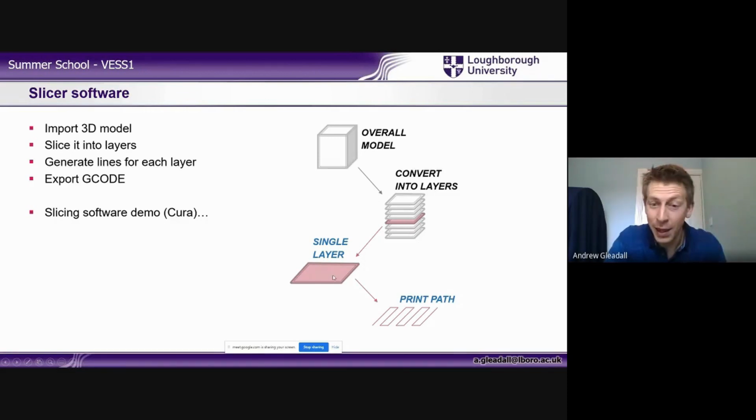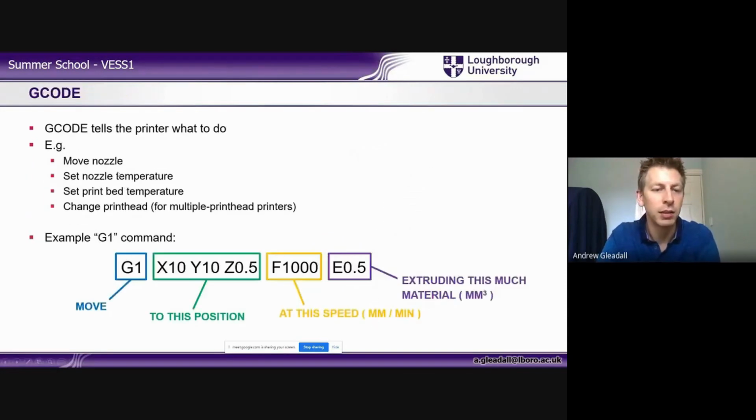And then for each layer, it's going to analyze that layer and determine how to move the nozzle around to fill that layer with material. And that's our print path for one layer. So then you'll combine all your print paths for every single layer, and that's going to give the total print path that you need to print your whole part. And that's basically exported as G code, which I'll just discuss here actually.